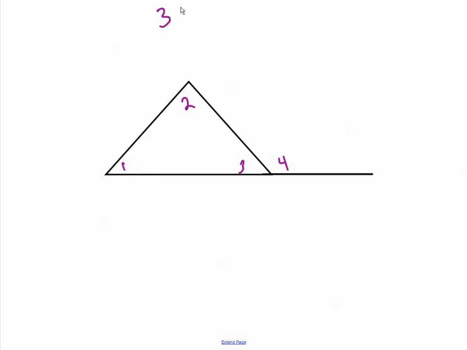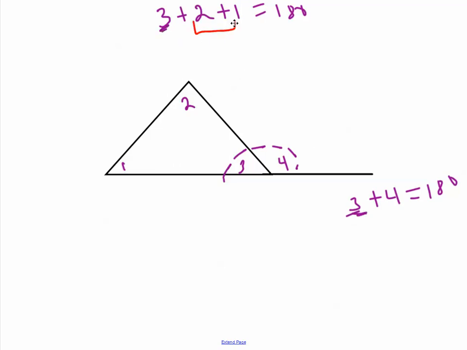So 3 plus 2 plus 1 is equal to 180. That's established. This is a linear pair right here. So 3 plus 4 is equal to 180. Now look at this, this 3 and this 3. So we can say 3 plus this something right here is equal to 180, and 3 plus this something right here is equal to 180.